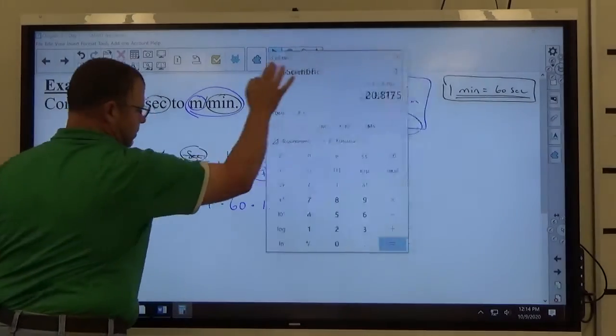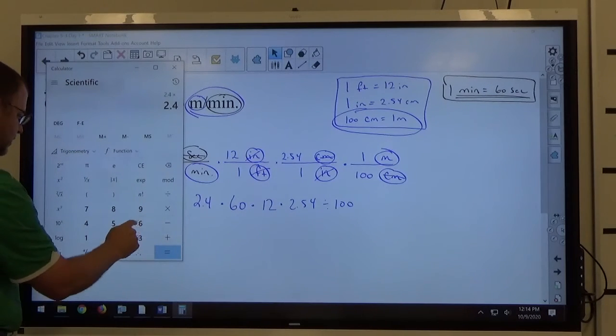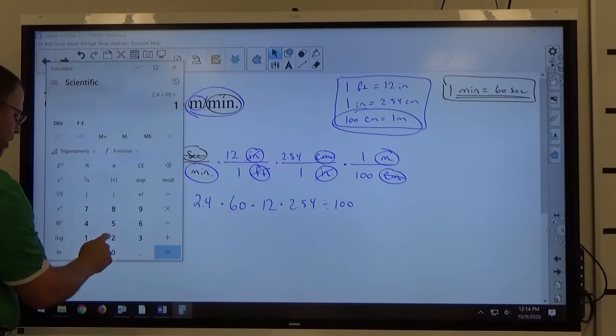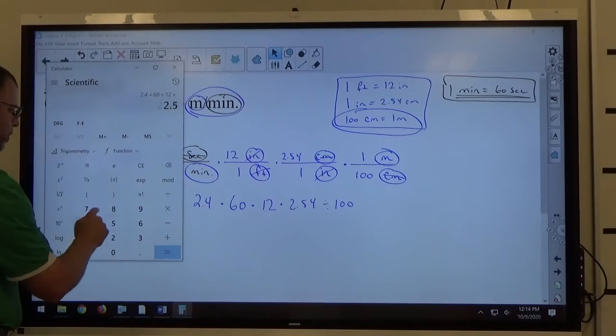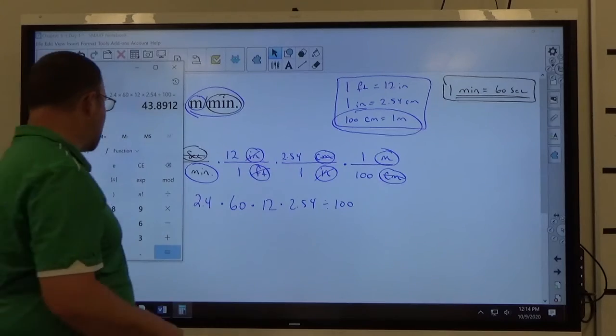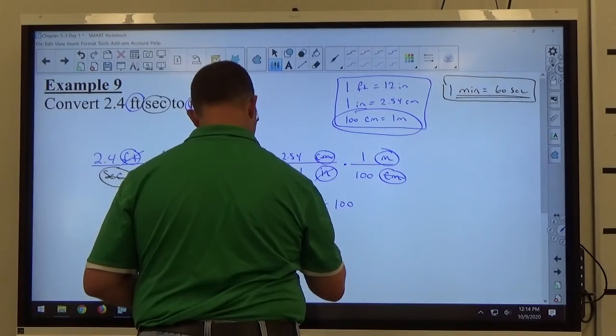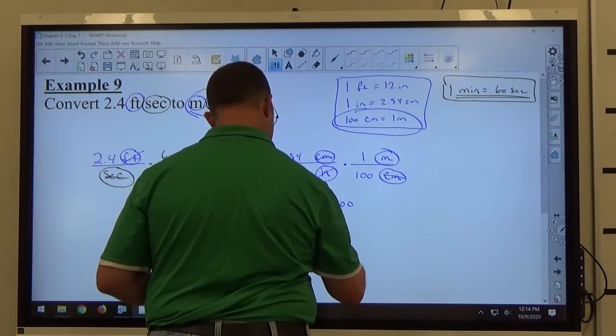Get my calculator out, and I just type it in. So 2.4 times 60 times 12 times 2.54 divided by 100 comes out to 43.8912 meters per minute.